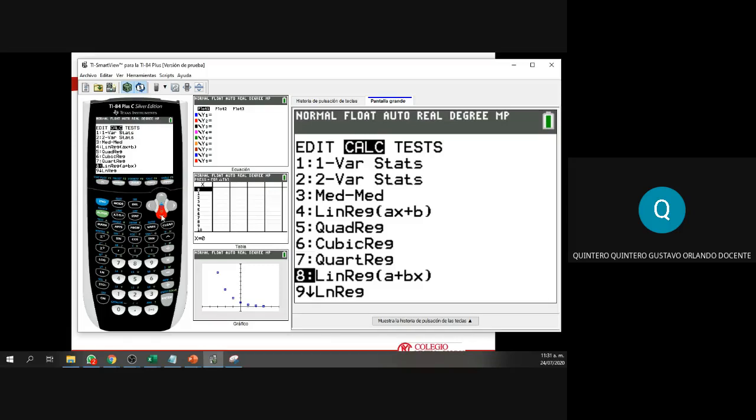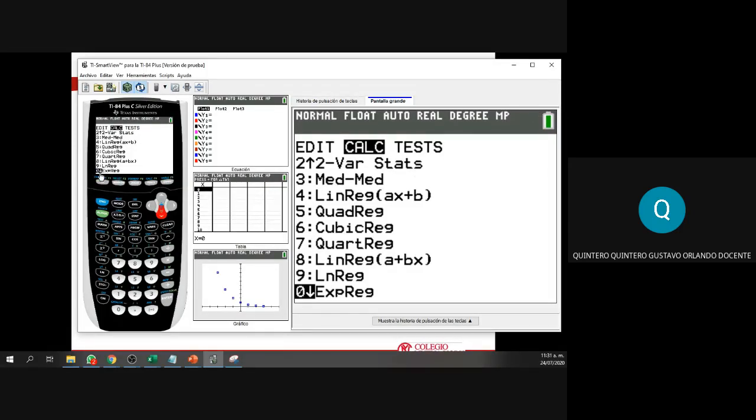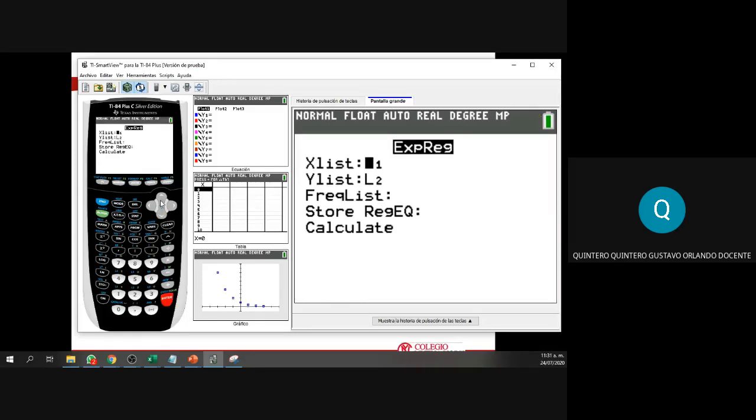So let's go a little bit down. No, we don't have more options. Look at that. The option 0, exponential regression. Look, exp reg. So that is what we are going to do. Enter. Exponential regression.